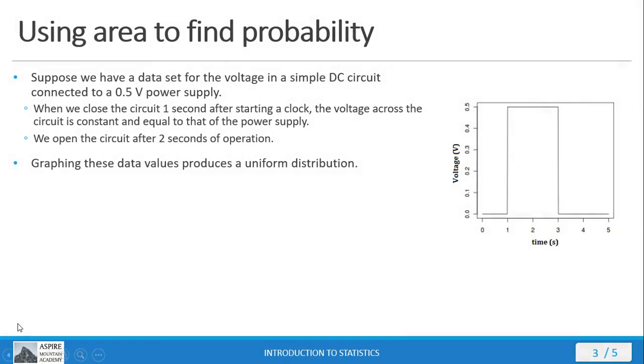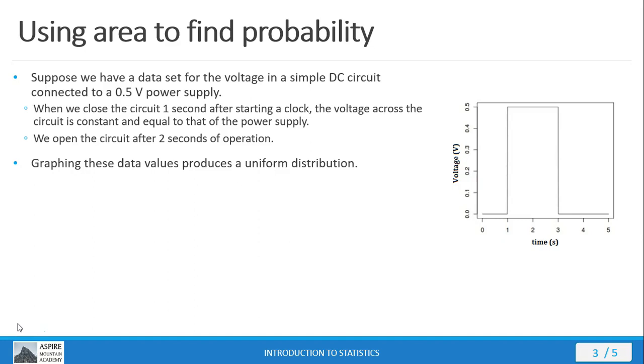We can use the area underneath the density curve to find a probability. Just as we said in the last mini lecture, because the area underneath the density curve is equal to 1, we can correspond the area we're looking for underneath the curve with a certain probability. To demonstrate that, let's look at an example problem where we have a simple DC circuit.